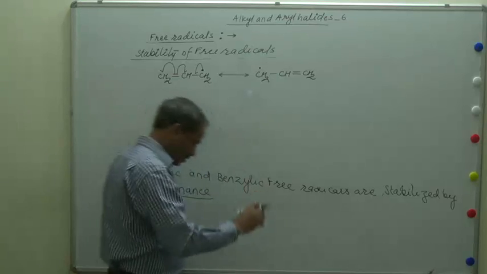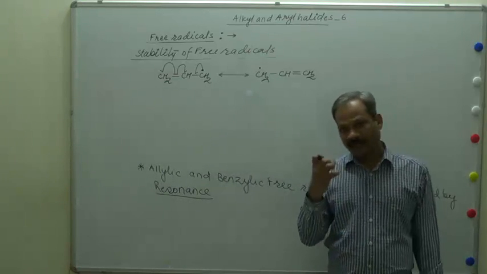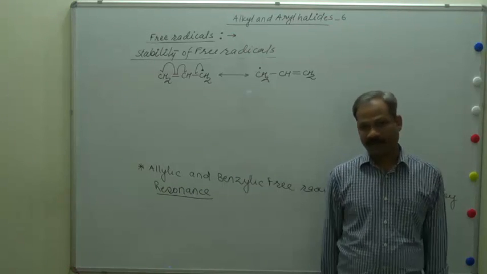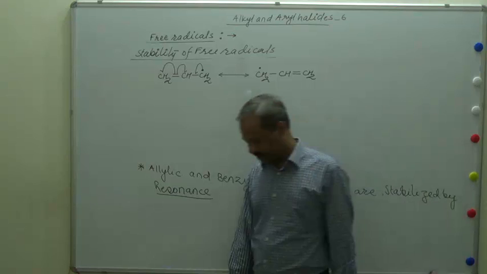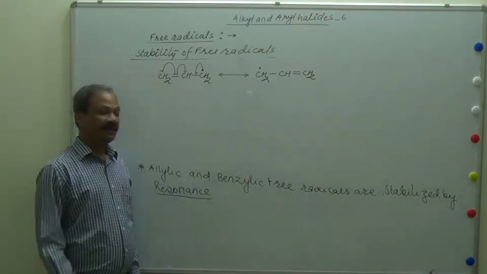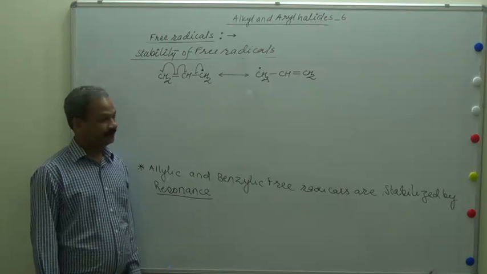So the extent of electron deficiency in allylic free radical is less than in alkyl free radical.